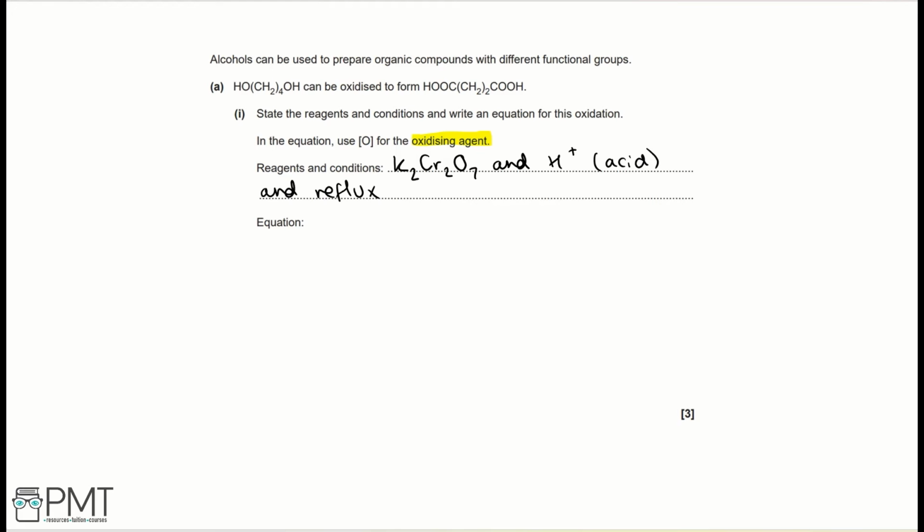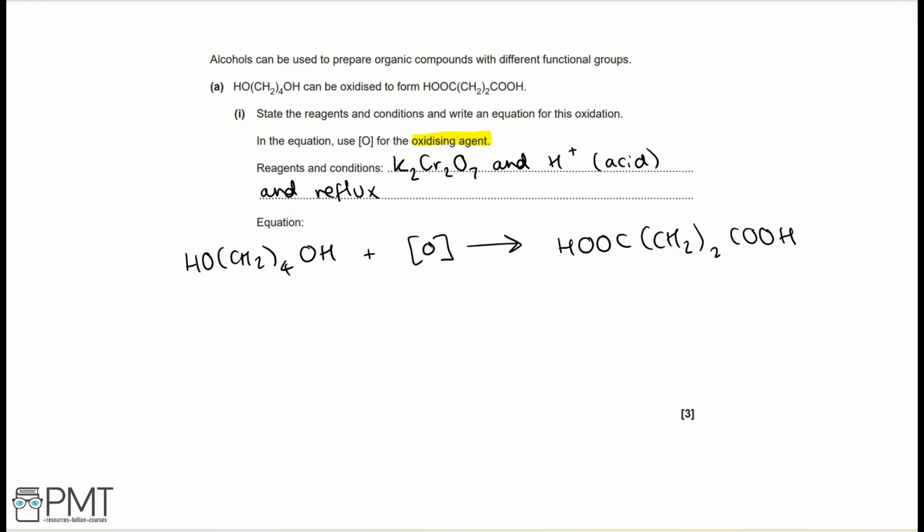If you wanted to form an aldehyde, you could distill with an oxidizing agent in acidic conditions. Now we need to look at the equation. So if we start with our reagents, we have HOCH2(CH2)4OH plus some oxidizing agent, and it's going to produce HOOC(CH2)2COOH. So going from an alcohol to a carboxylic acid, this is a condensation reaction.